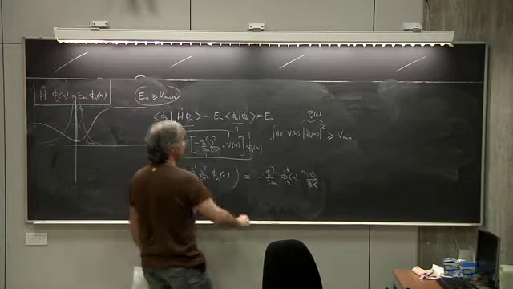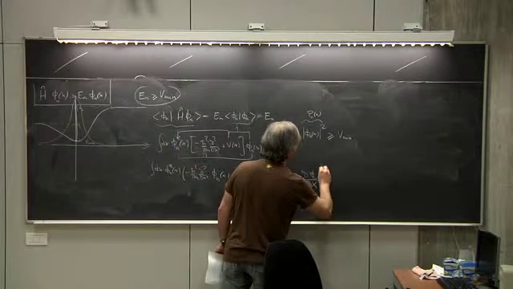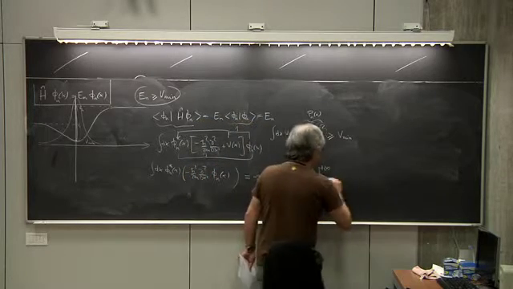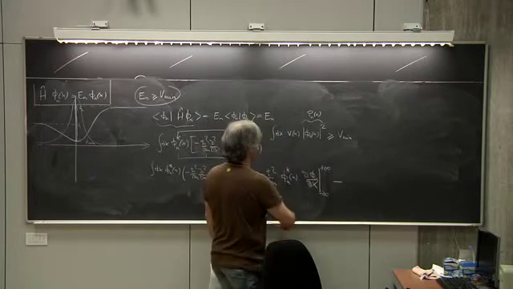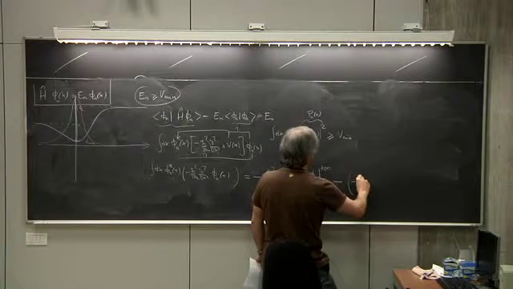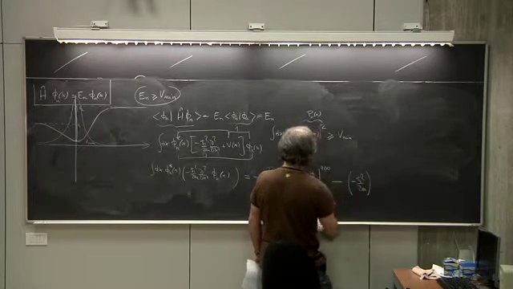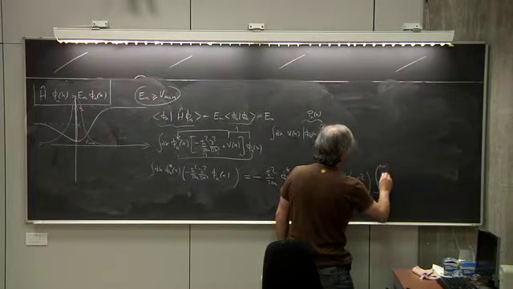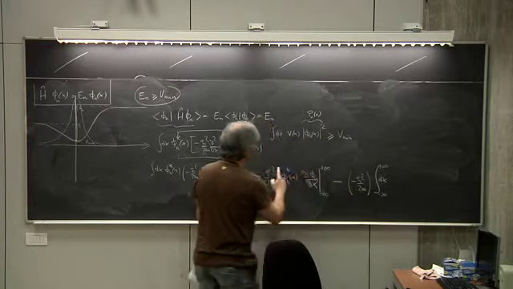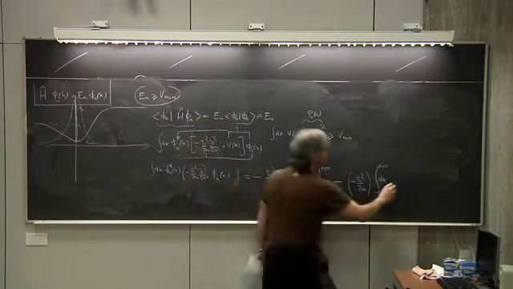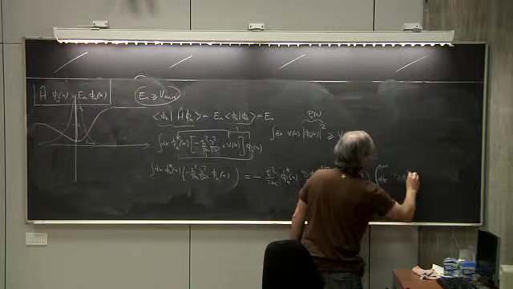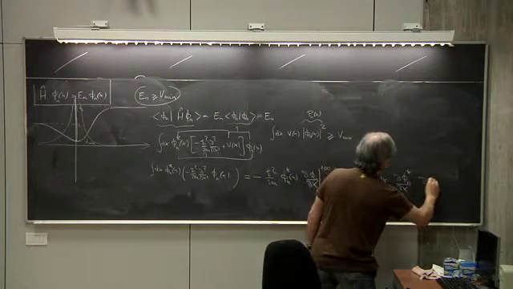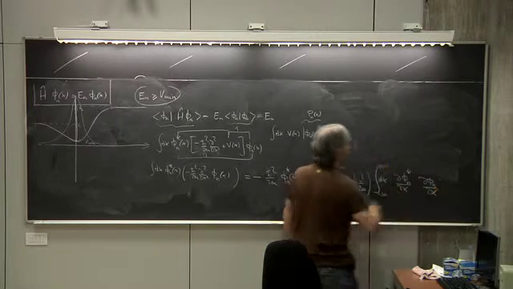Okay? This should be evaluated between minus infinity and plus infinity. Then integration by parts tells you minus whatever. Well, the whatever is minus h bar square over 2m times the integral between minus infinity and plus infinity. And now the derivative has to be put on that term. So it's the derivative of phi n star times the derivative of phi n. Okay?